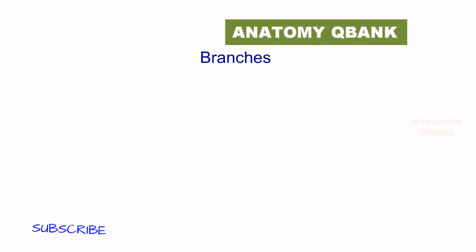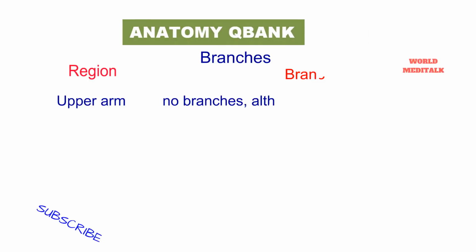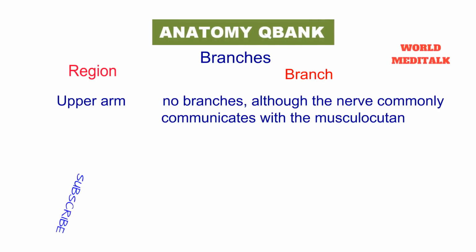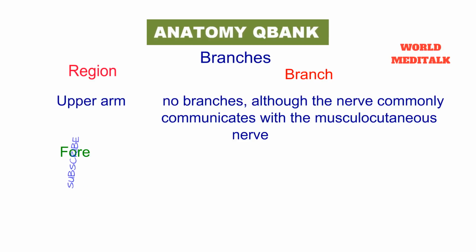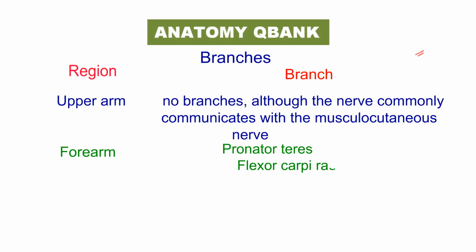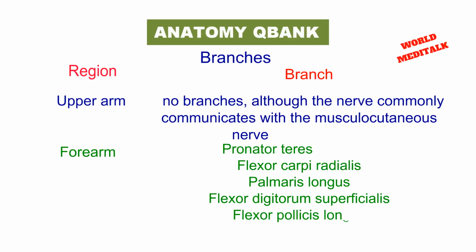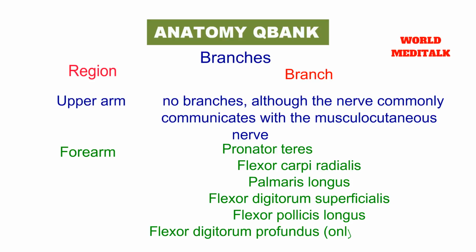Branches. In the upper arm, there is no branch, although the nerve commonly communicates with the musculocutaneous nerve. In the forearm, the branches are supplied to pronator teres, flexor carpi radialis, palmaris longus, flexor digitorum superficialis, flexor pollicis longus, and flexor digitorum profundus, only the radial half. In the distal forearm, the palmar cutaneous branch.